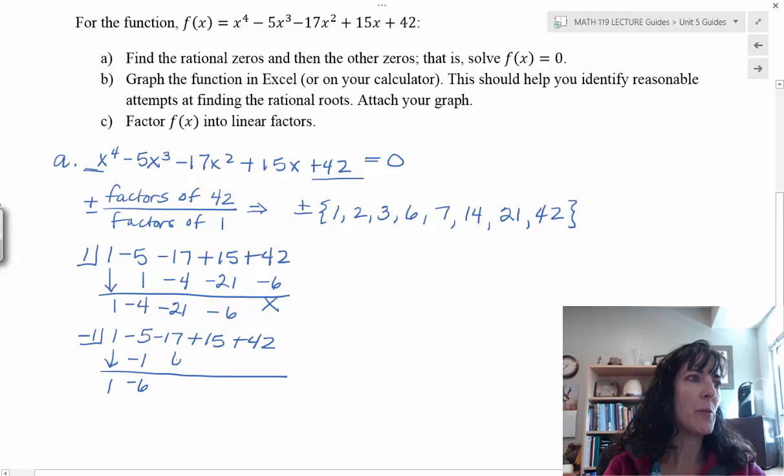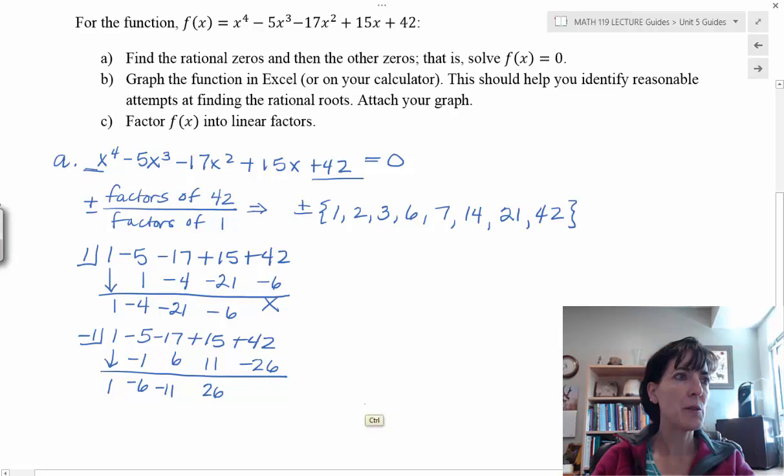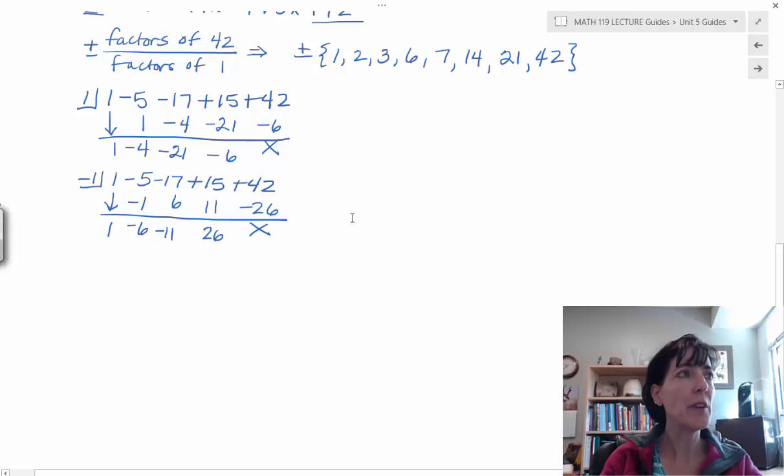Negative times negative will be a positive. So this is going to be negative 11. Multiply those, I get a positive 11. 15 plus 11, 26. Times a negative 1 will be negative 26. This one's obviously not giving me a 0. So the next thing in my list is a positive 2. So I'll try a positive 2.